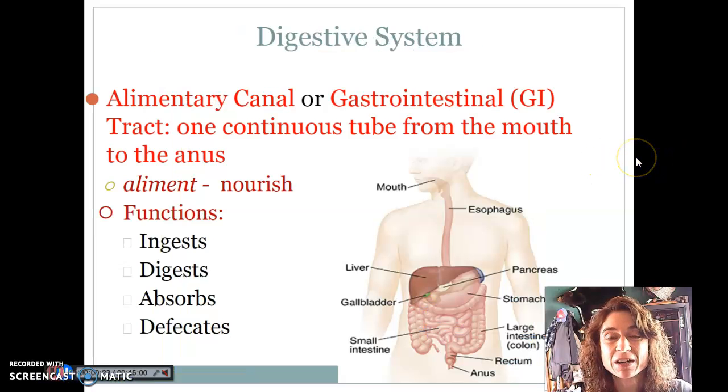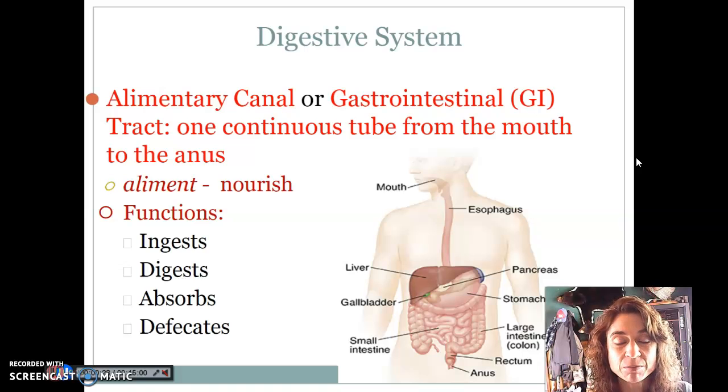Okay, so the digestive system can also be called the alimentary canal. Aliment means to nourish, so that's where alimentary comes from, or the gastrointestinal tract, or the GI tract. Not many people call it the alimentary canal. It's usually just the GI tract. The functions are to ingest nutrients, digest nutrients, absorb nutrients, and then defecate or remove the waste that was produced by the digestion and ingestion of the nutrients.